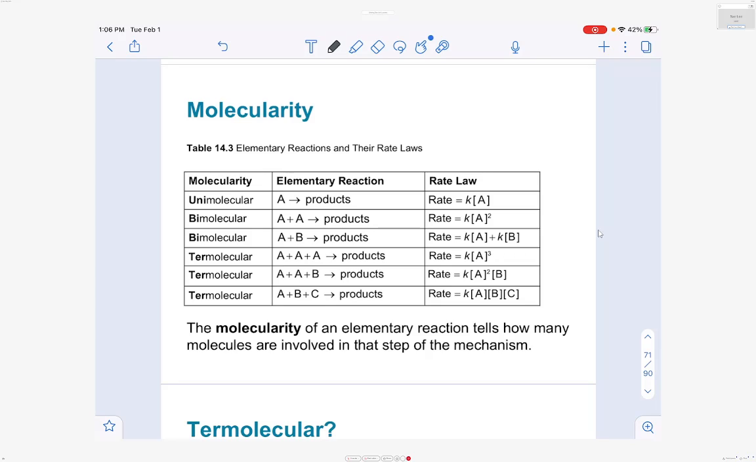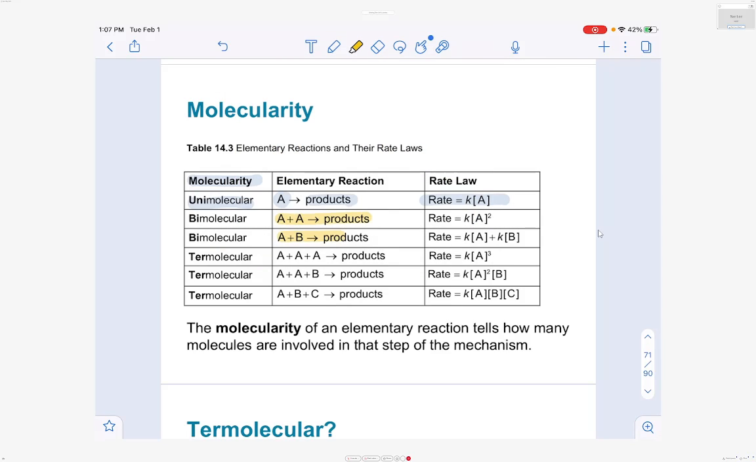The term molecularity basically explains how many molecules are involved in a step of an elementary reaction. When a single molecule of reactant becomes product, we say this is a unimolecular elementary process. When the reaction is first order, it is a unimolecular process or unimolecular reaction.